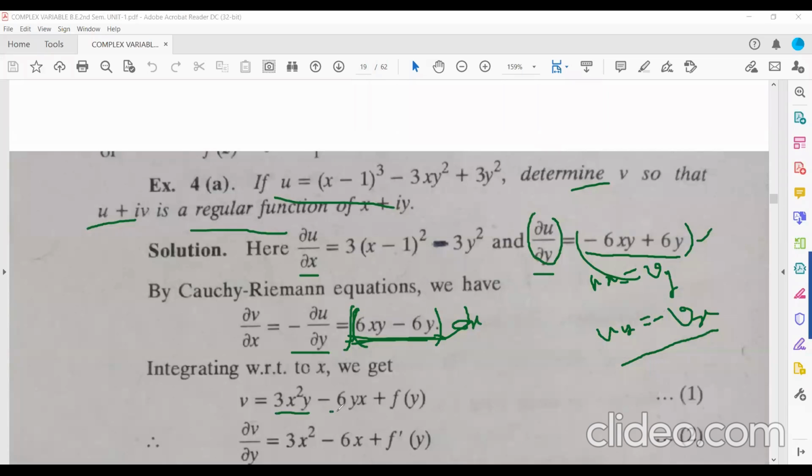So minus 6yx plus, always remember, while integrating an indefinite integral you write some constant of integration. So here the constant of integration will be what? See here, why I have written f of y here. Now see here, this part you have got from where? Got from this equation by integrating with respect to what?